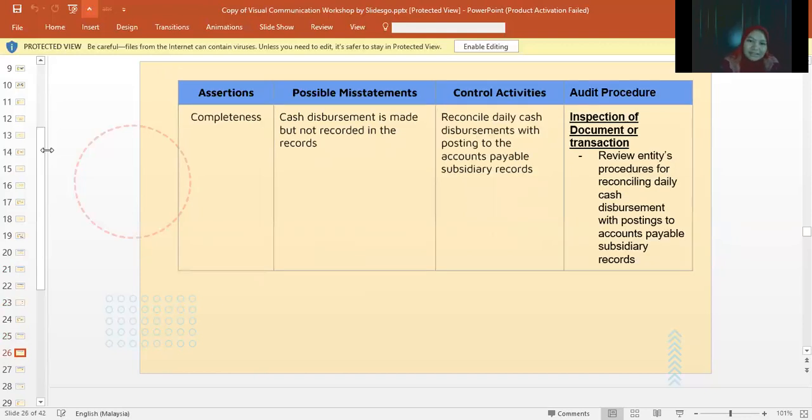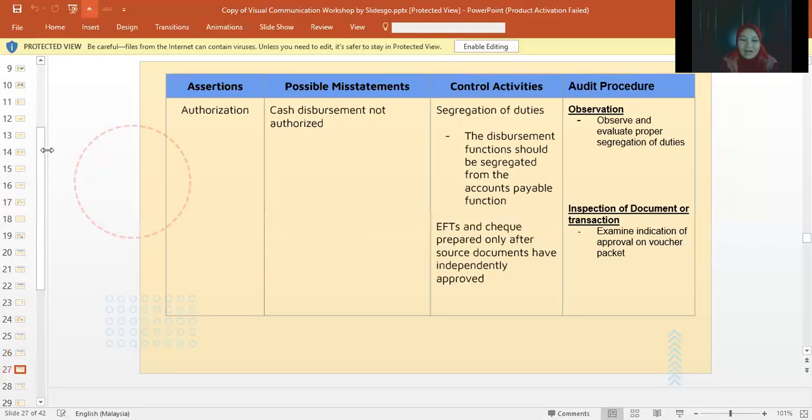Next is completeness. Okay, the possible misstatement for completeness is cash disbursement is made but not recorded in the records. The control activity is to reconcile daily cash disbursements with postings to the accounts payable subsidiary records, and the audit procedure involved is inspection of documents or transactions, review the entity's procedures for reconciling daily cash disbursements with postings to accounts payable subsidiary records.